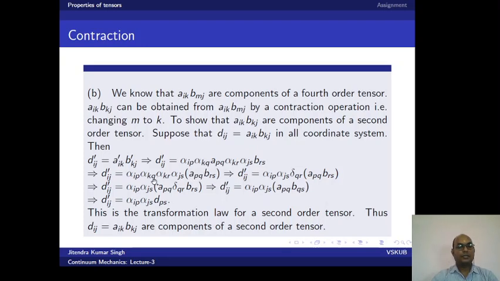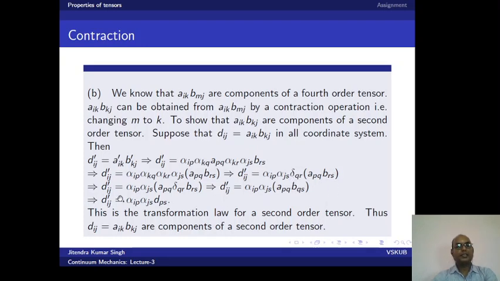Now we shall use the property of delta, and this product alpha kq alpha kr we can write as delta qr. Therefore we shall get Dij dash is equal to alpha ip alpha js delta qr Apq Brs. Now again we shall use the property of delta, and we shall take this delta qr with Brs.